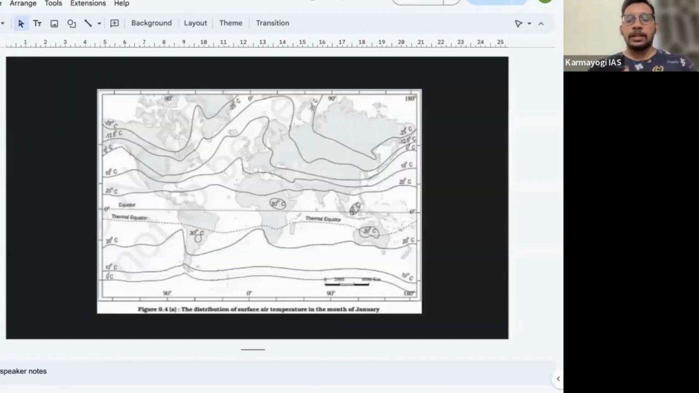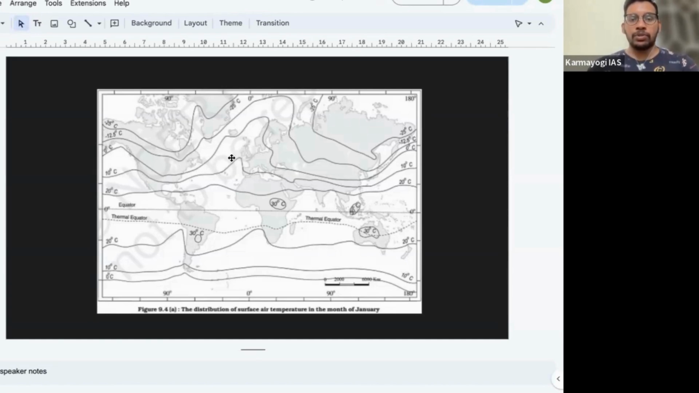So let's take the distribution in the month of January, right? Isotherm means lines joining equal temperature, as we have just seen. If you take this isotherm, and this is the latitude, you all know that latitudes start from the equator, 1, 2, 3 degrees until 90 degrees, right? So you can see this 10-degree isotherm here. At the point where the line is, there is a 10-degree temperature, and this 10-degree temperature is at this latitude.